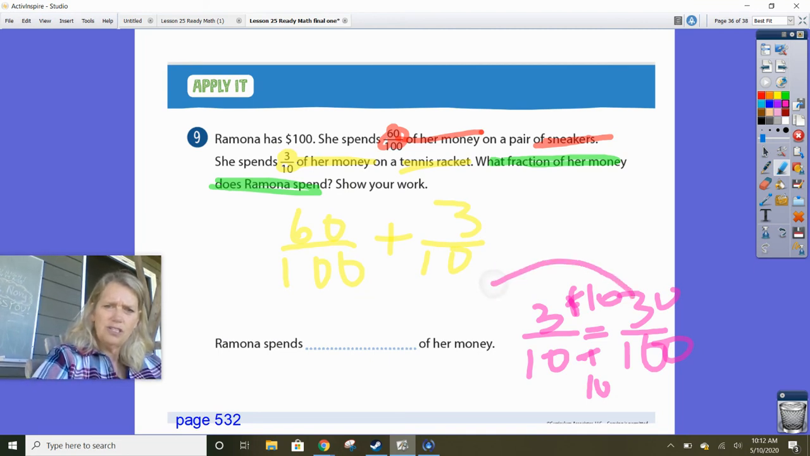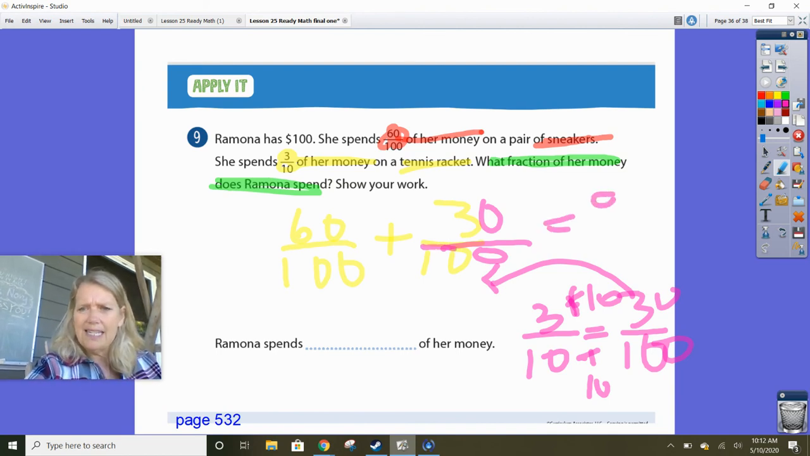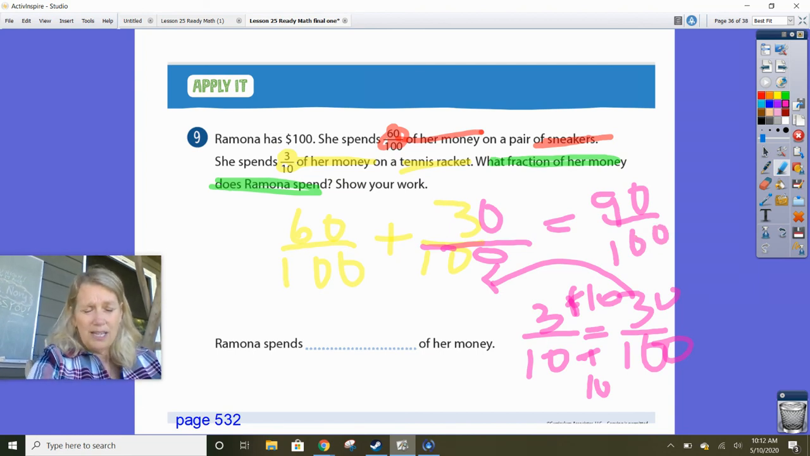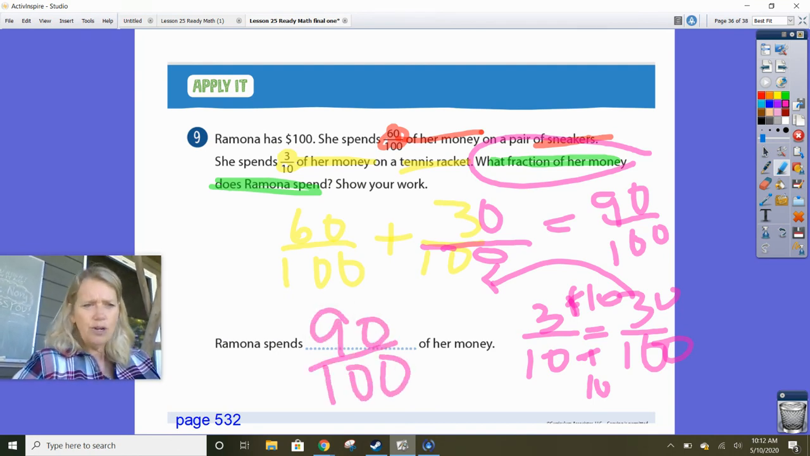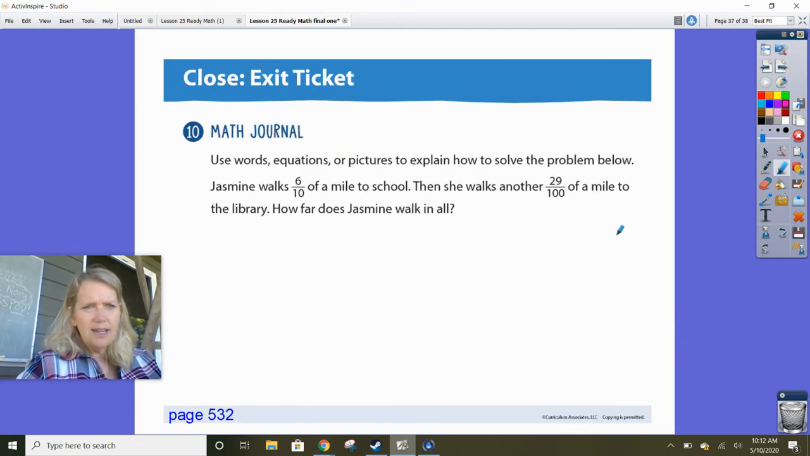So that will be 60 100ths plus 30 100ths, there goes the zeros, equals 90 100ths, which is $90 because that's how much money she has, but they want us to say what fraction of her money. So put it as a fraction. They want a fraction, they get a fraction. 90 100ths of her money. Cool beans. Probably the last one. I do believe so. Last one.